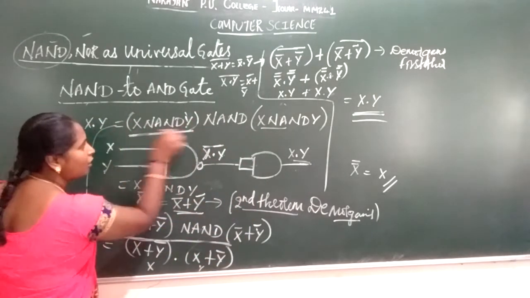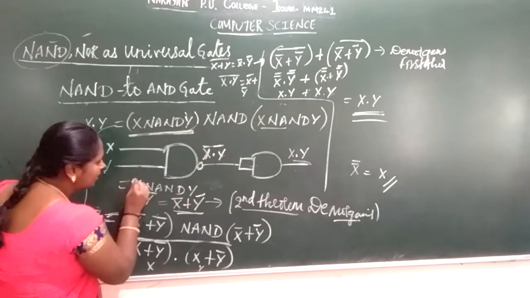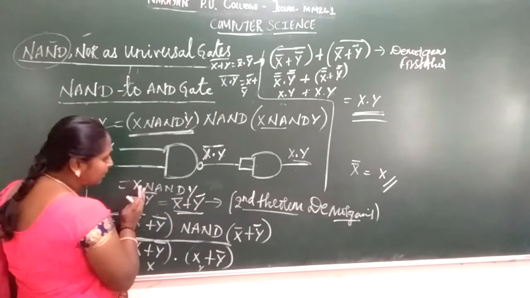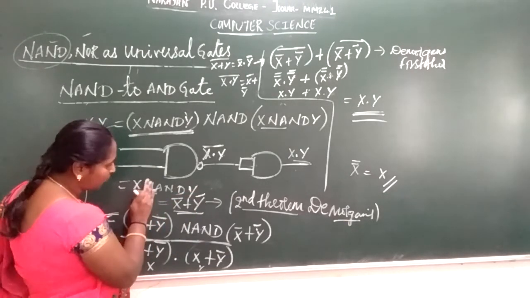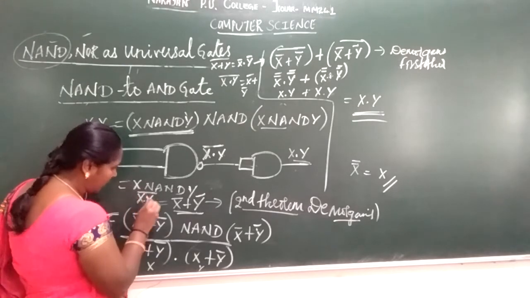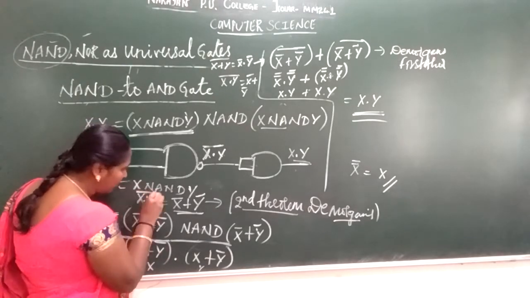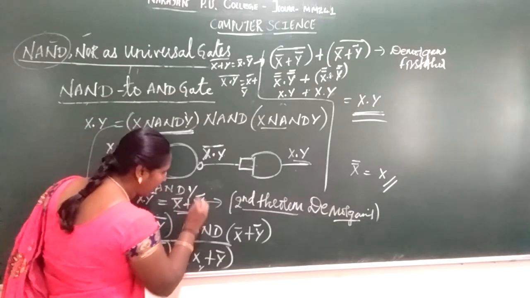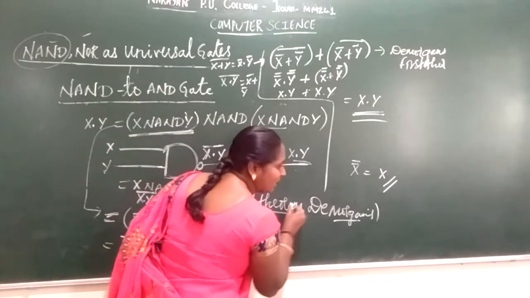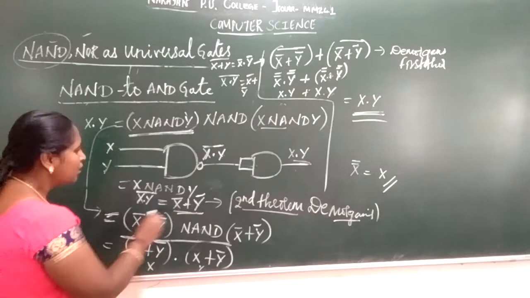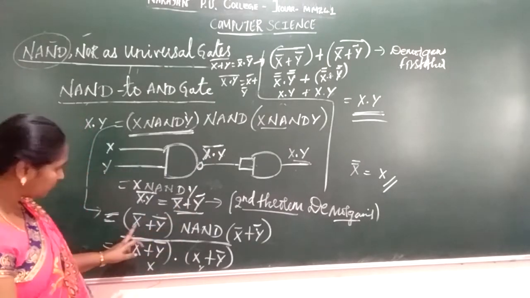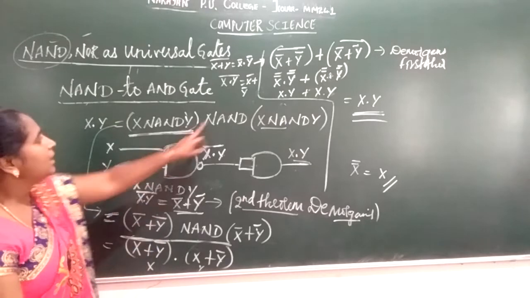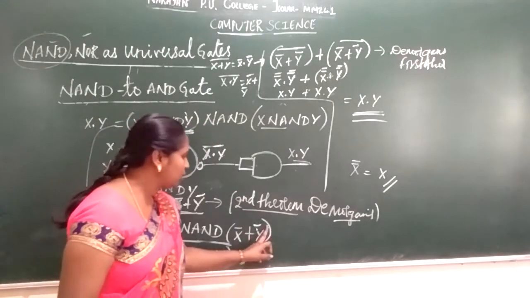First we will solve for x NAND of y. What is my x NAND of y? First we will see the x y AND operation. So x into y. For NAND it should be complemented. So that is equal to x bar plus y bar. So according to De Morgan's second theorem, the NAND can be written as x bar plus y bar, NAND of x bar plus y bar.